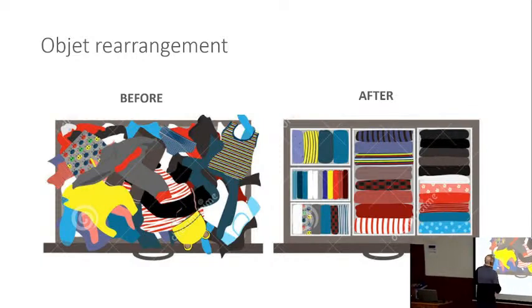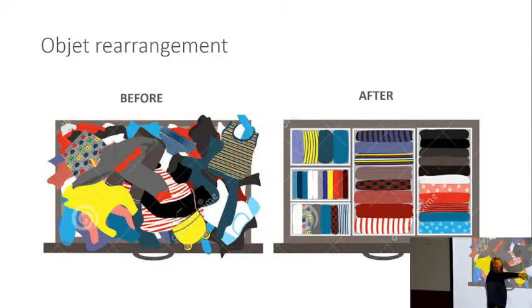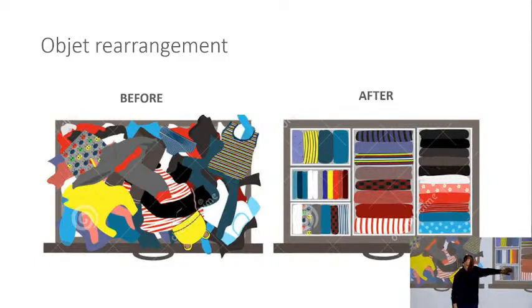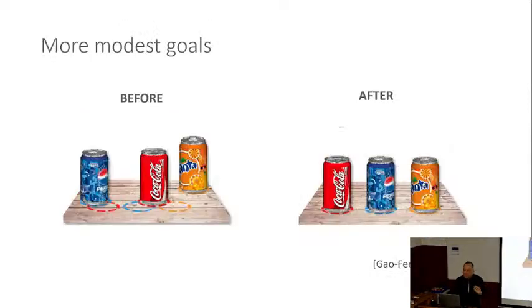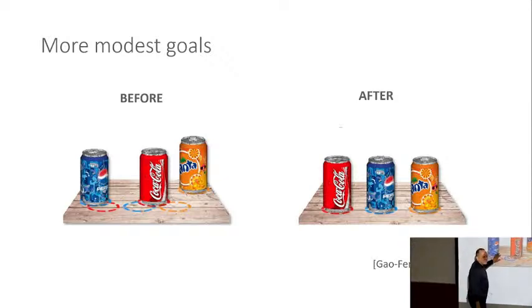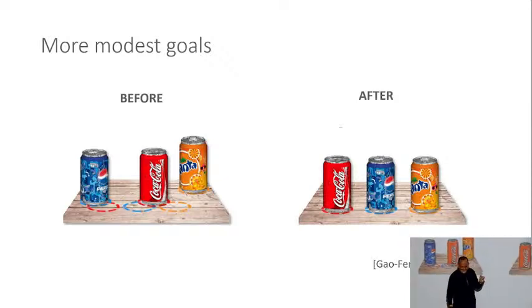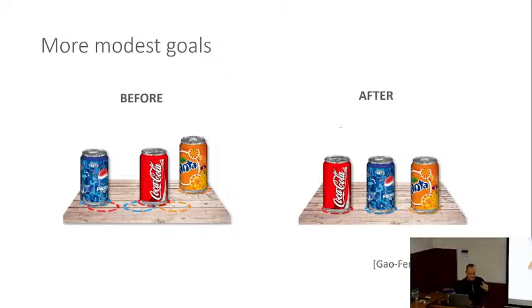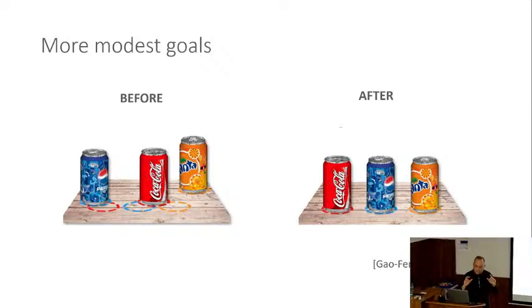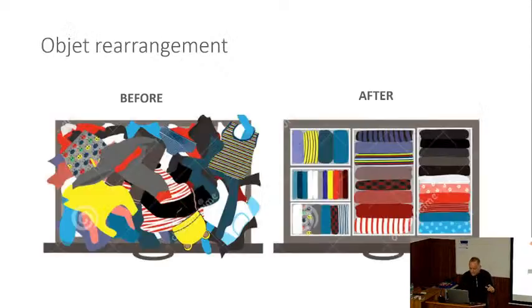We want to use robots to move from this to this. This is object rearrangement, but we start with more modest goals. We want to move these soda cans from here to here. By the way, robotics progresses very, very slowly. You should know. You may hear some hype here and there, but there is steady progress, but it's very, very slow. And by the way, this is not completely out of reach today.